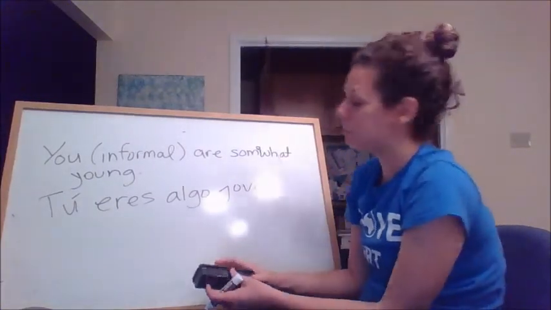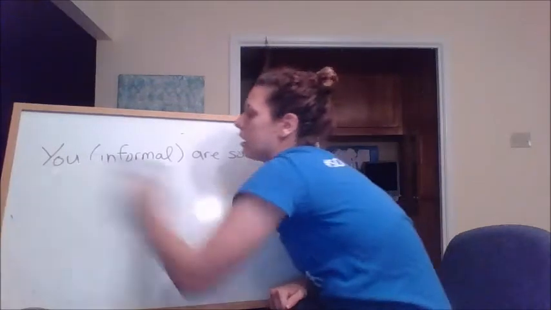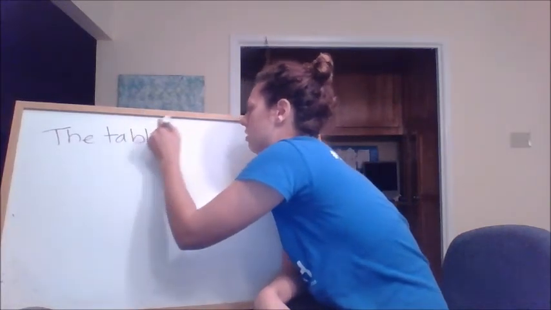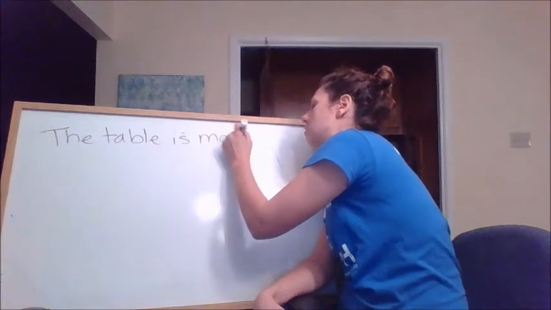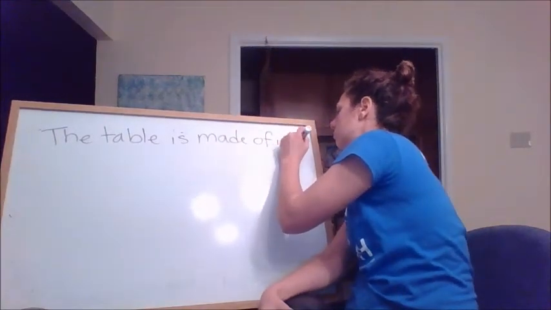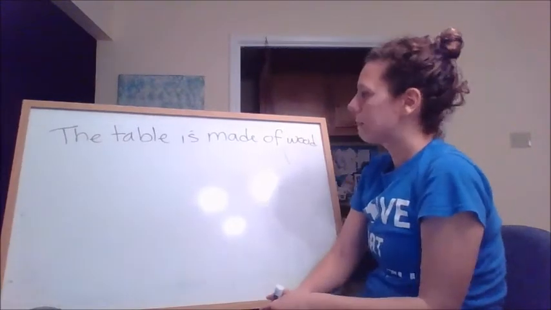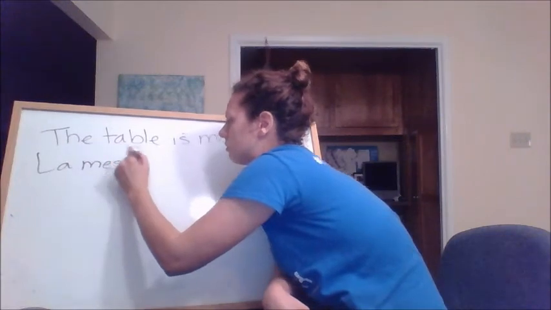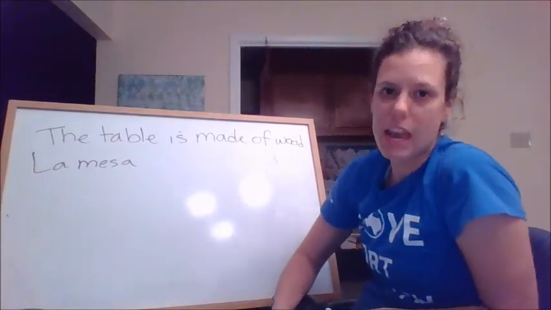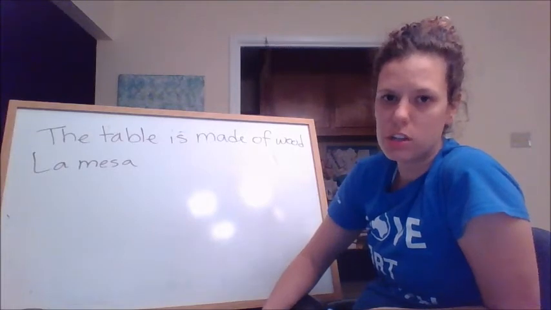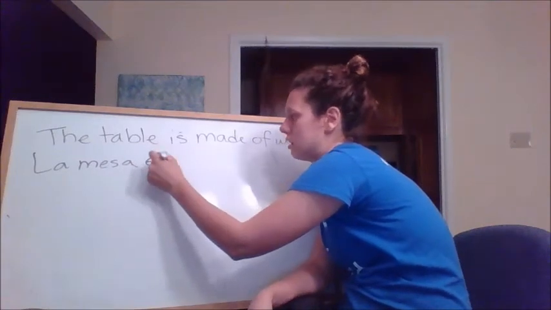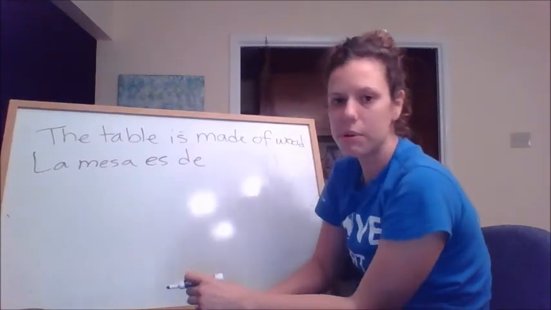You might have something like: the table is made of wood. Okay, so the table, la mesa. When we're talking about what something is made of, it's not a location or a condition, so we use ser. So we say, la mesa es de. The table is of.